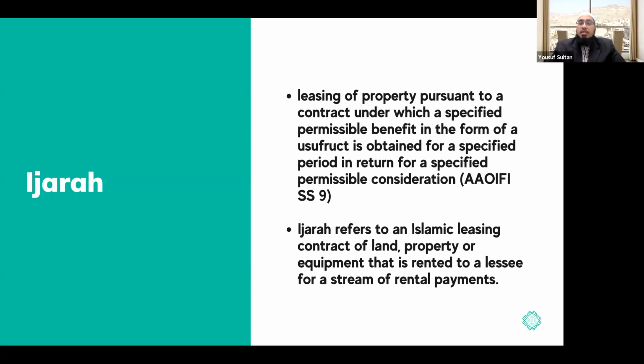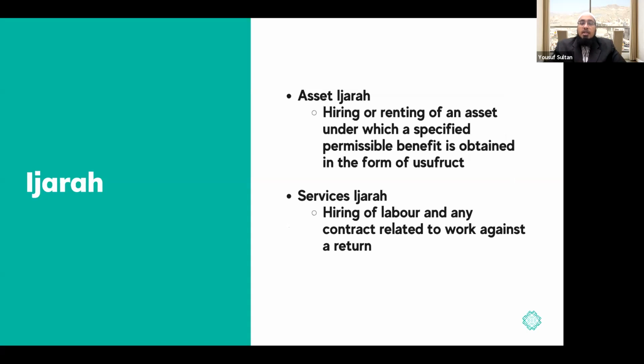Another definition could be that Ijara refers to an Islamic leasing contract of land, property, or equipment that is rented to a lessee. The lessee is the one who is taking the lease for a stream of rental payments. So there would be rental payments, either a one-time rental or periodic or frequent rentals. Anyway, there are basically several types of ijara.